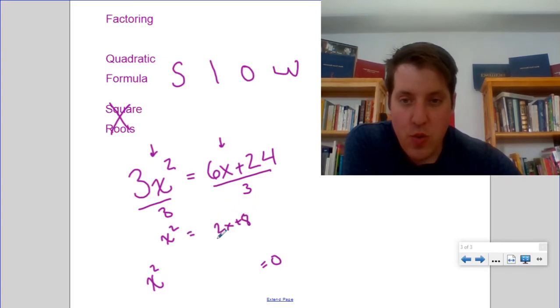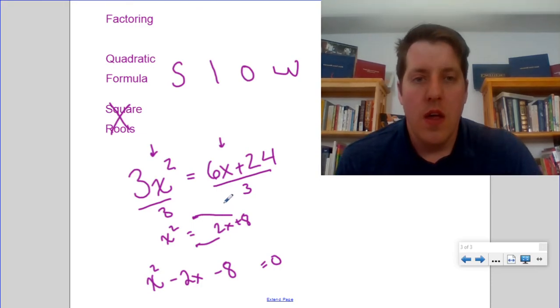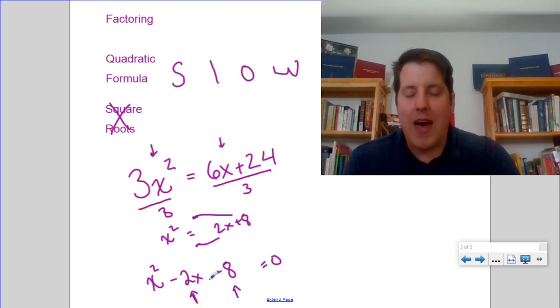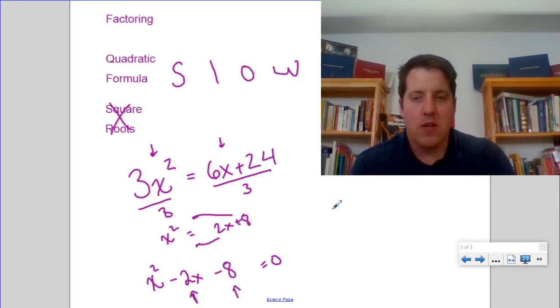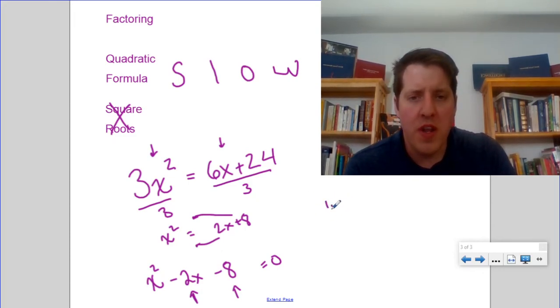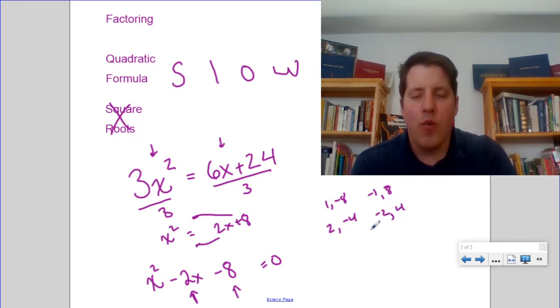Now, to factor, you want to move everything to the same side of the equation. So minus 2x minus 8 if I move those across the equal sign. The key to factoring is saying what multiplies to this and adds to that? What multiplies to negative 8 and adds to negative 2? Well, the things that multiply to negative 8 are 1 and negative 8, or negative 1 and positive 8, 2 and negative 4, or negative 2 and positive 4. Now, which of those also add to negative 2?